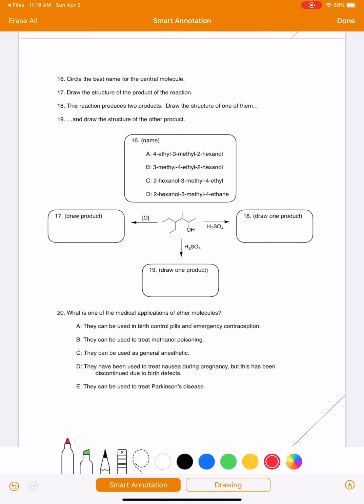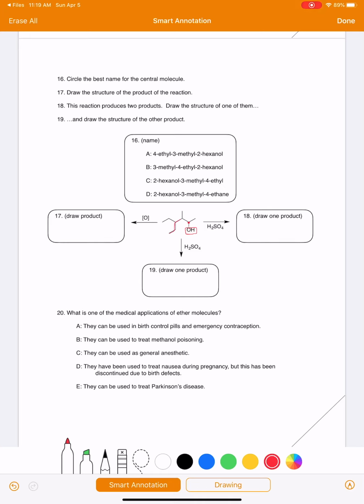All right, let's finish the last page of this. We have another molecule in the middle with 3 different reactions coming off of it, and the first thing we have to do is name it. We can see we have a functional group on this one. We have the alcohol functional group. So we're looking for the longest carbon chain that includes this carbon holding the alcohol.